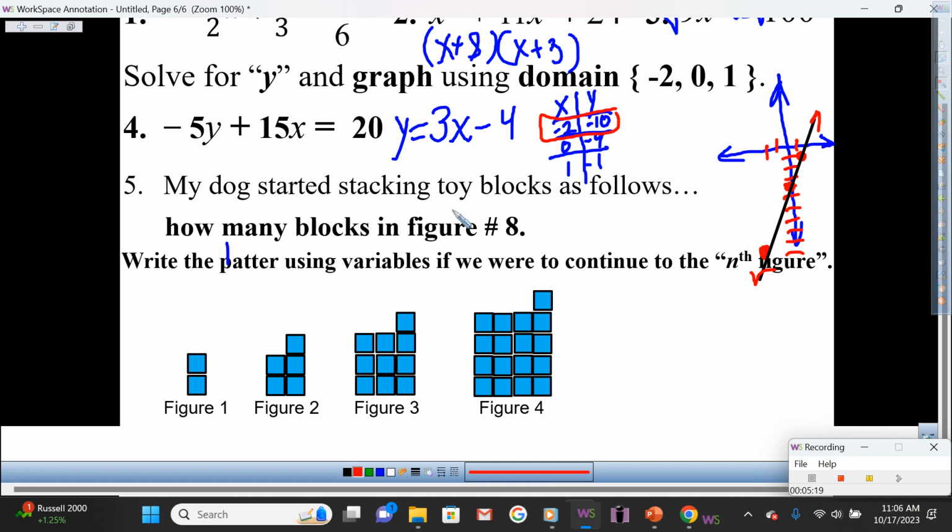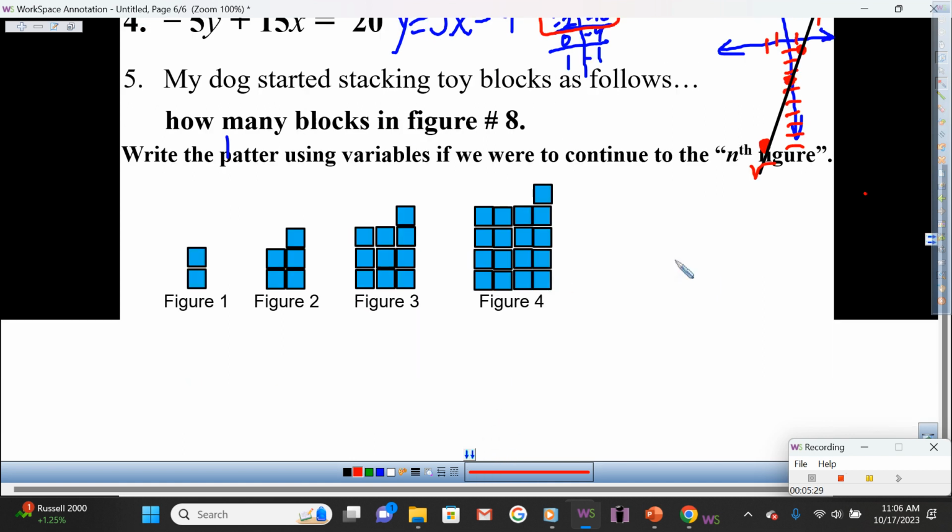Talking to your neighbor, how many blocks on the 8th figure? Ask them how they got that. Talk it over with your neighbor, please. All right, how many blocks in the 8th figure? Brandon Doherty. He went straight to the last part. He said n times n plus 1, which means n squared plus 1.